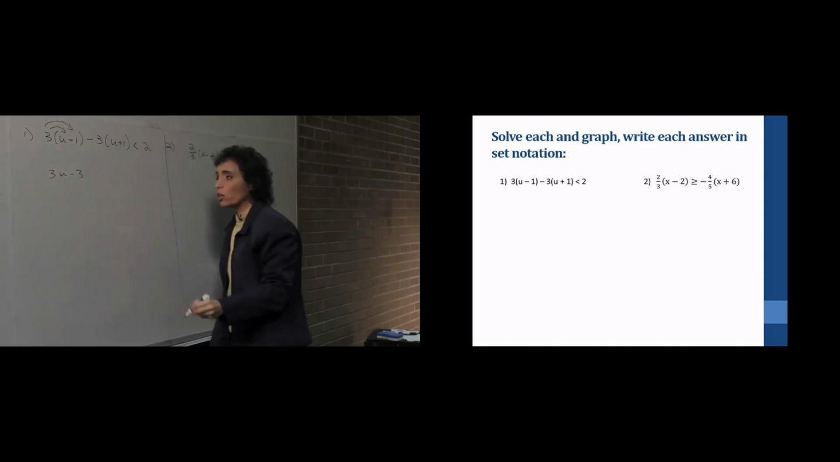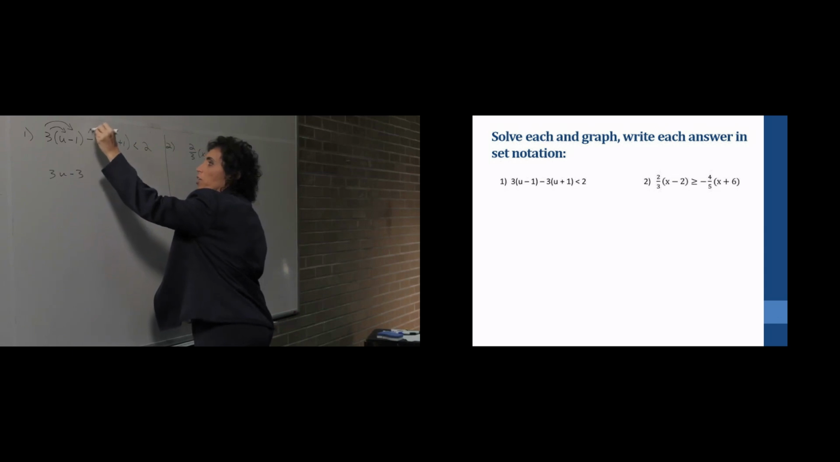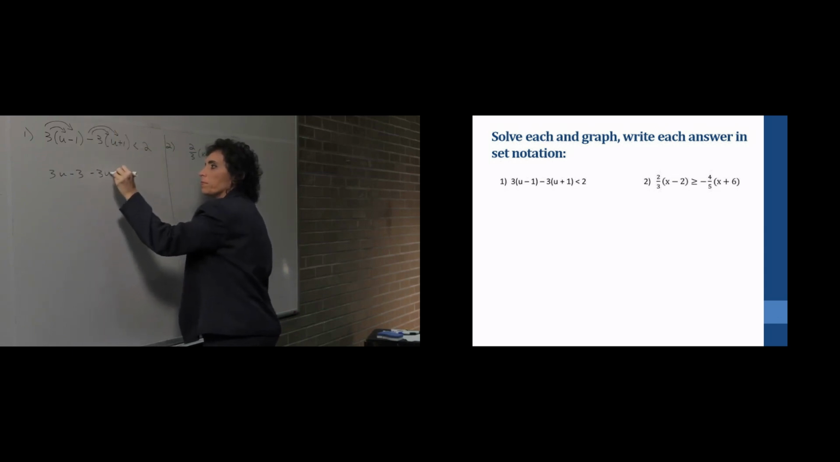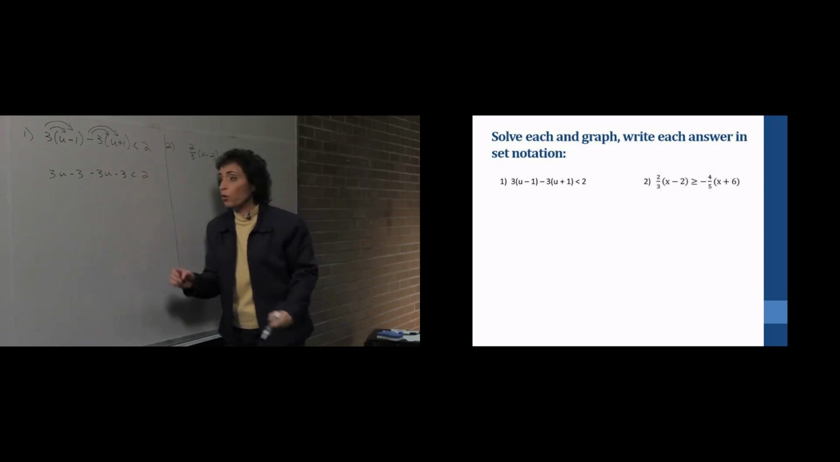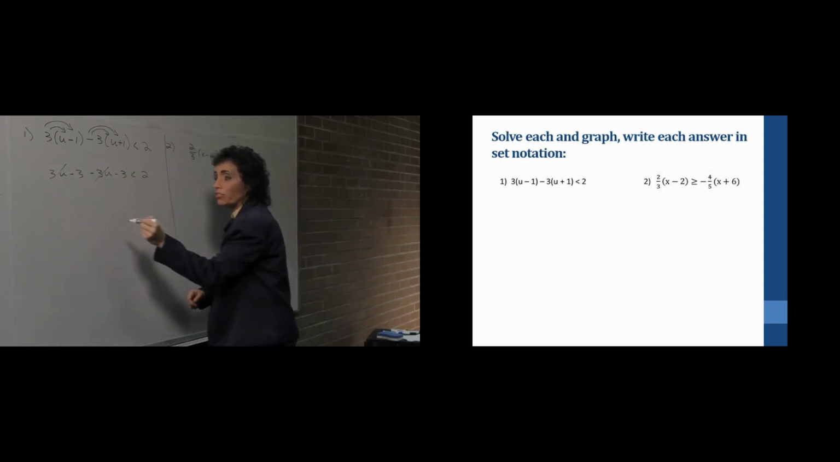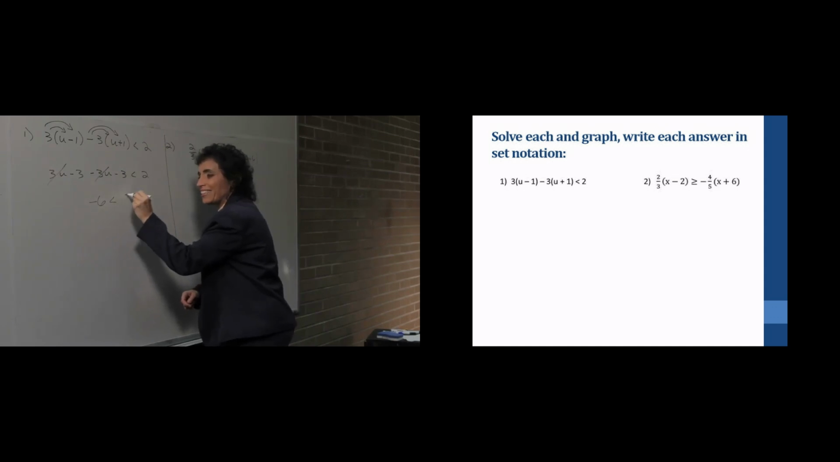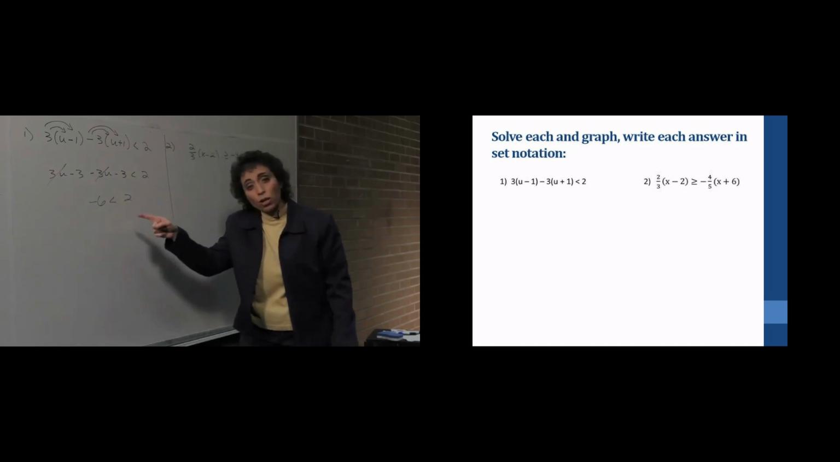Remember, once to distribute, let go of the parentheses. Minus 3u minus 3 is less than 2. Okay, remember we're going to simplify before we move. 3u minus 3u, that's gone. Negative 6 is less than 2. Okay, variable drops out.